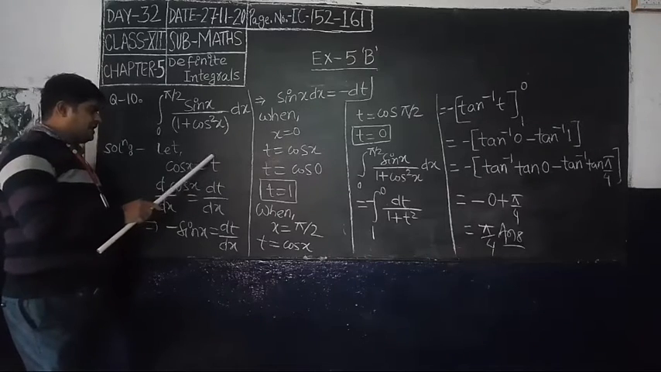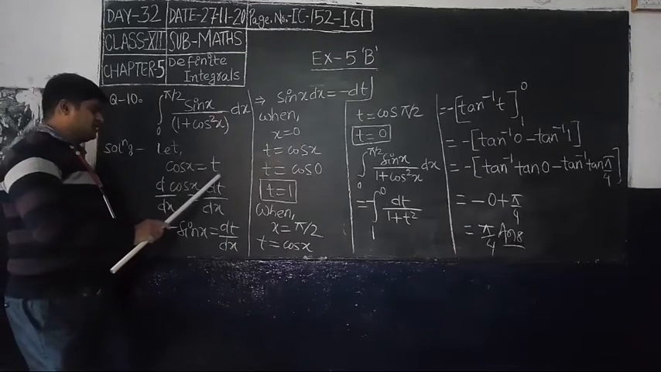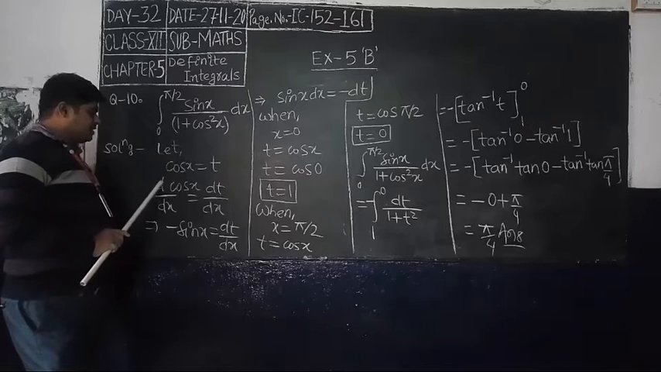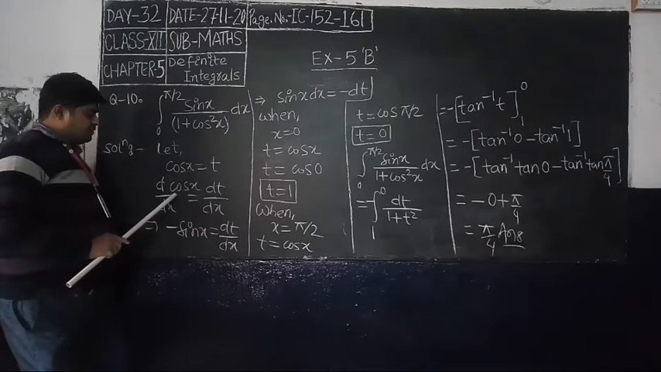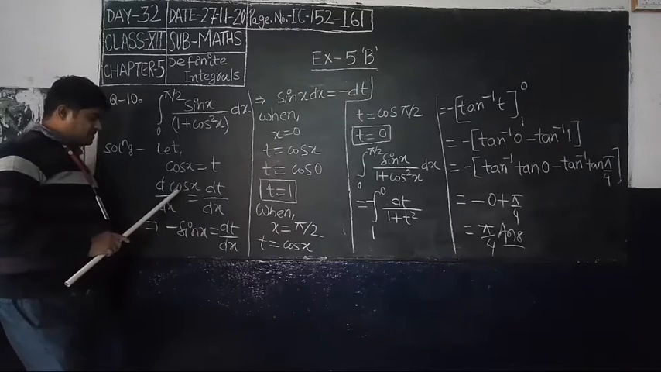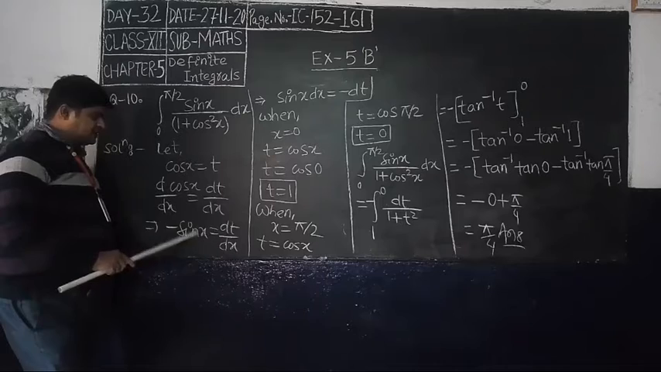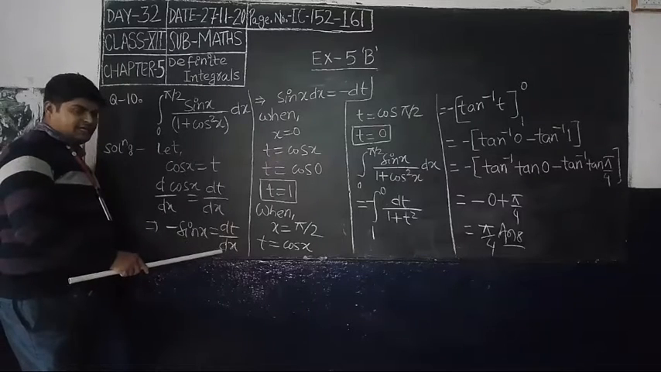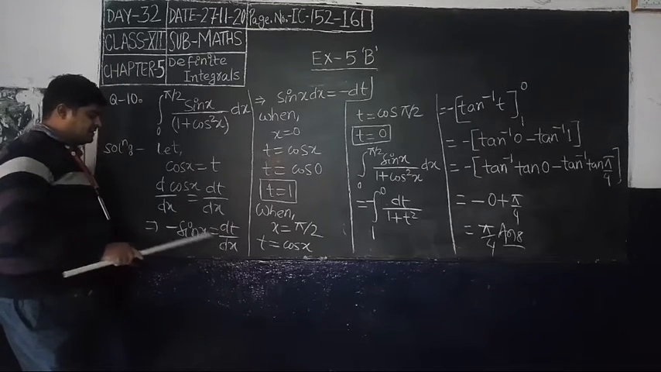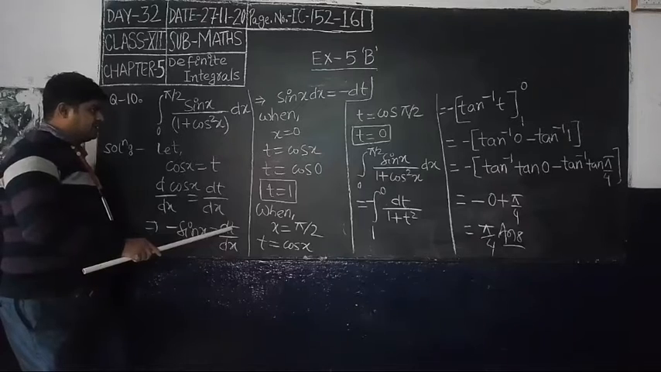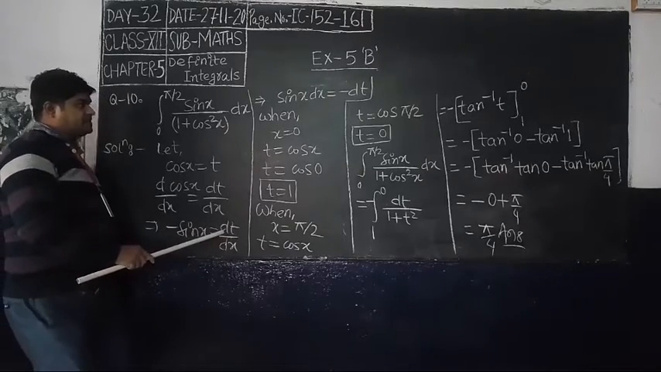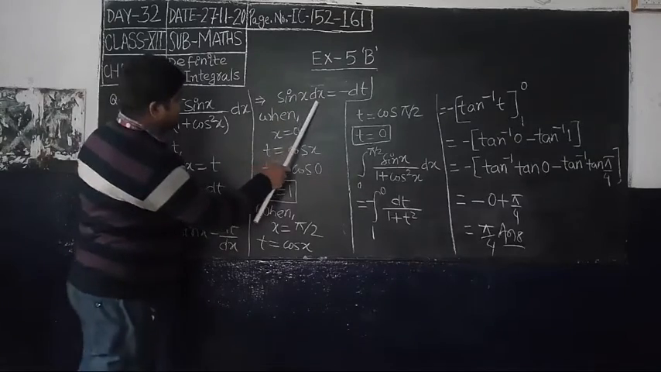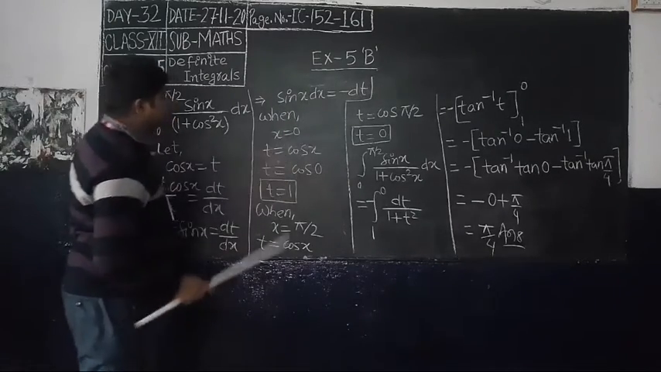Okay, and then after you will find the first derivative of this equation. d by dx cos x is equal to dt by dx. You know first derivative of cos x is equal to minus sin x is equal to dt by dx. This becomes sin x dx is equal to minus dt. Sin x dx, minus goes to right side, so it becomes minus dt. Sin x dx is equal to minus dt.